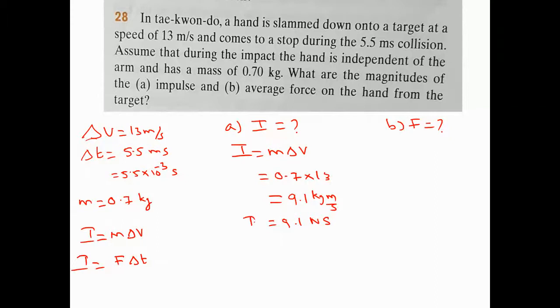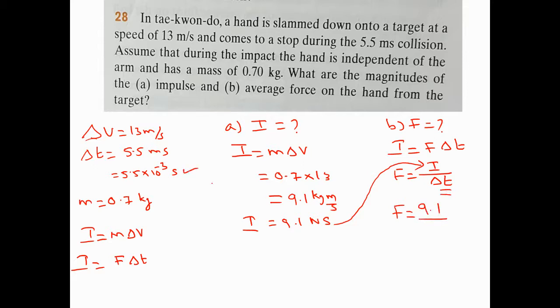Once I find the impulse, with the help of this impulse I am going to find the B question. We already know impulse equals force multiplied by delta T. We are going to find the force, therefore impulse divided by delta T. I substitute the impulse here. F equals 9.1, and our delta T is given in the question as 5.5 multiplied by 10 to the power of minus 3. When you substitute the values, you will get 1.654 multiplied by 10 to the power of 3. The unit for force is Newton. Clear?